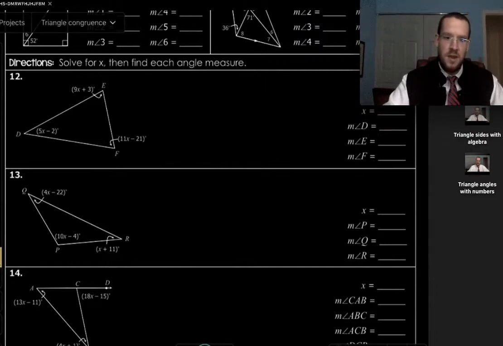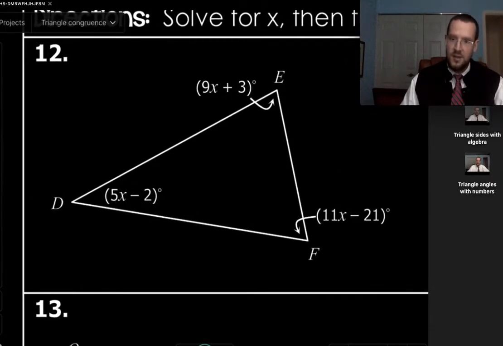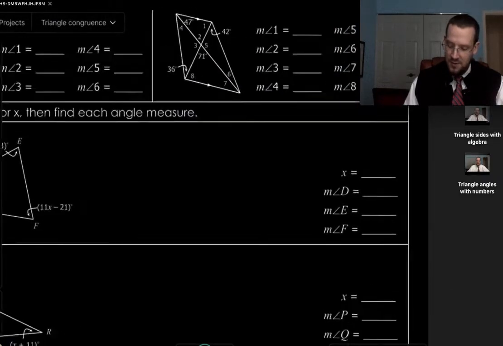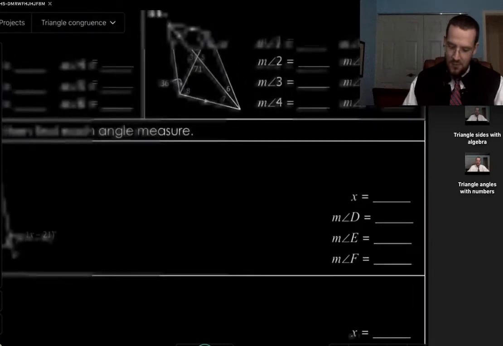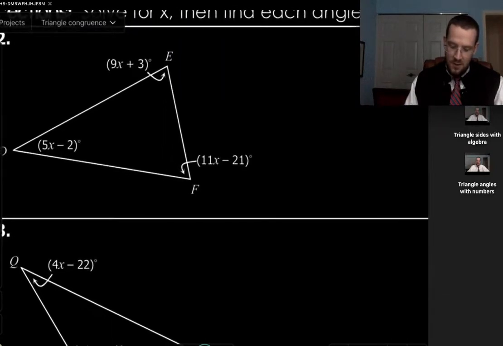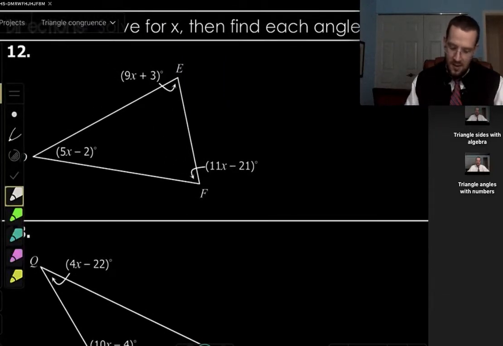So here are the problems that we would be looking at, stuff like this. Let me just zoom in here. This says solve for x, and then find each measurement. So over here we want to find each angle measure after we solve for x. So here we go. We know that this is true.